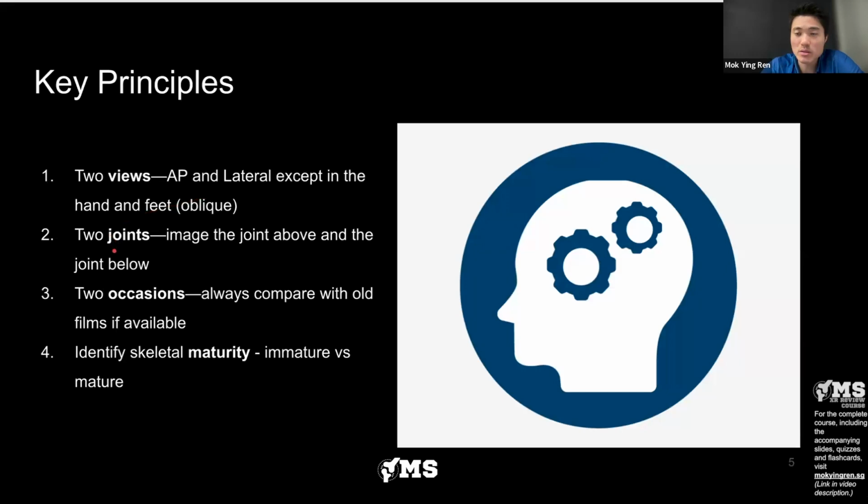Then you want two joints. The principle here is that we want to avoid missing any potential injuries. So you want to image the joint above and the joint below if the patient complains of pain in those regions. Two occasions, we can always compare with old films if available to look for any changes. And finally, how to identify skeletal maturity, whether it is immature or mature, based on looking at the X-rays.